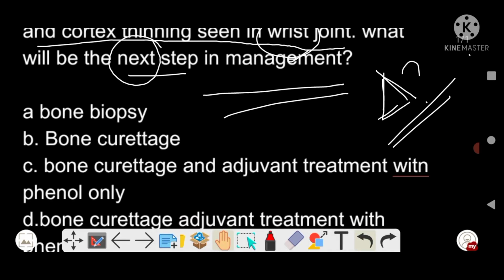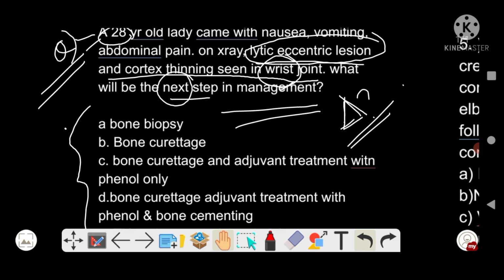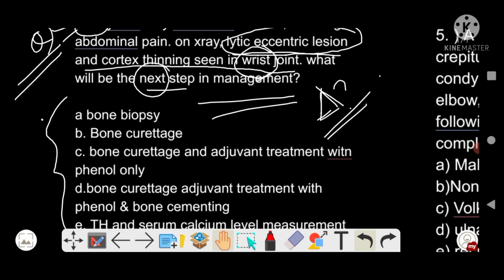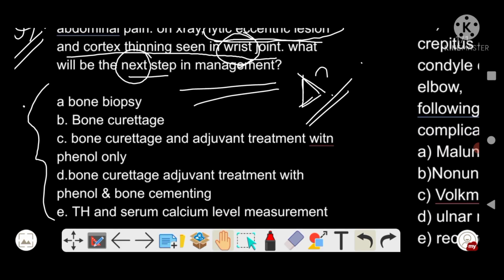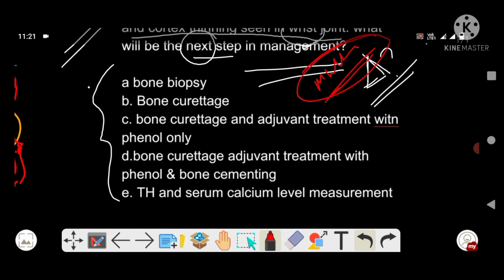and we will see the question. This was your question. Now we can answer. So let's try to answer. The next step of management in GCT, correct? So this was actually a multiple choice type. Multiple choice type.